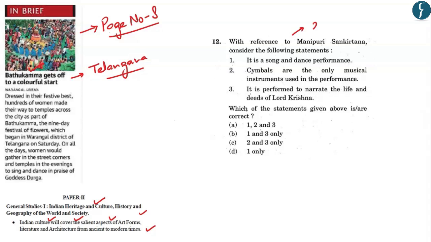For example, in 2017, this question was asked: with reference to the Manipuri Sankirtana, consider the following statements. Statement 1: it is a song and dance performance. Second: cymbals are the only musical instruments used in the performance. And third: it is performed to narrate the life and deeds of Lord Krishna. So we know that cymbals are not the only musical instruments. There are more musical instruments also involved. So the second is definitely wrong. So the first is correct and the third is correct. So the correct answer is option B, that is, 1 and 3 only.